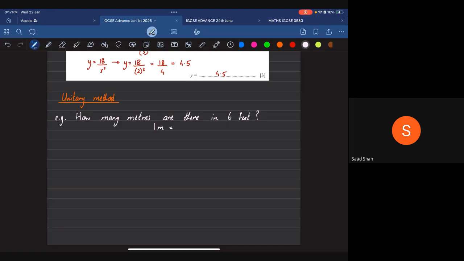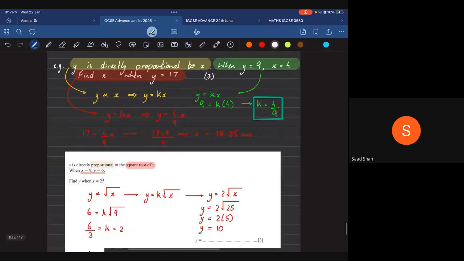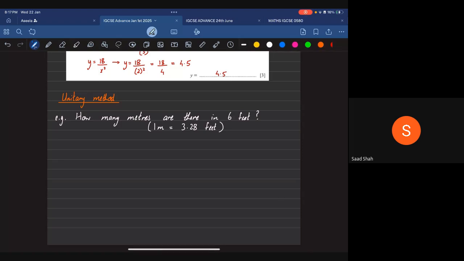We can say that, for example, 1 meter is equal to 3.28 feet. You need to find out the number of meters in 6 feet. Now, instead of going through all the hassle of first identifying whether it is inverse proportion or direct proportion, I can simply do it like this, that I can write meters over here.